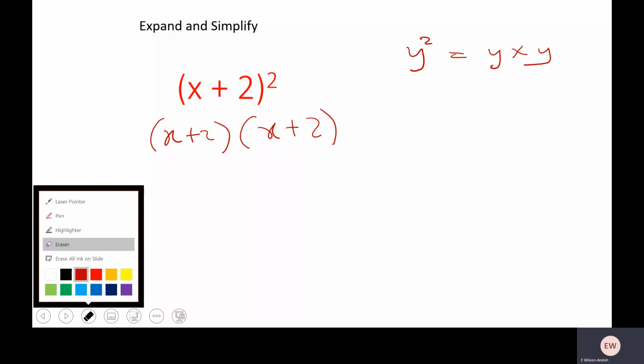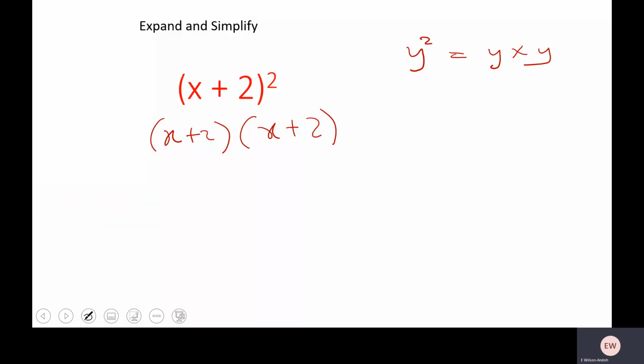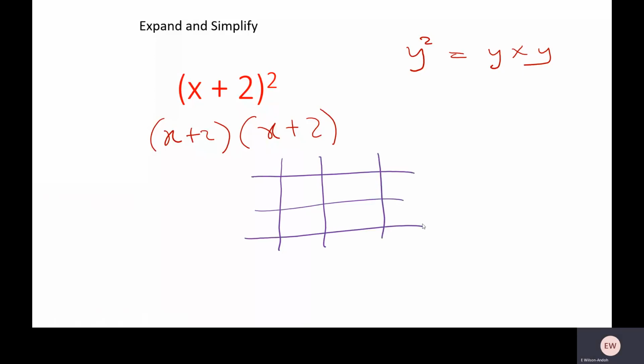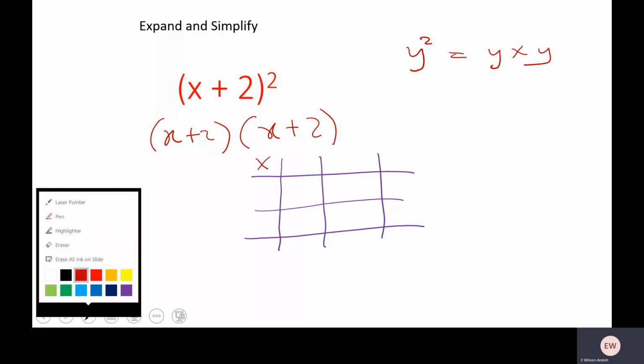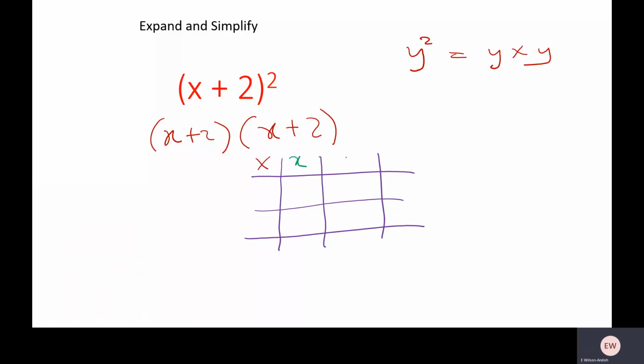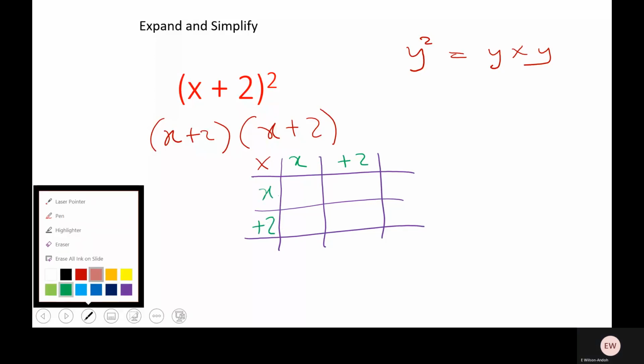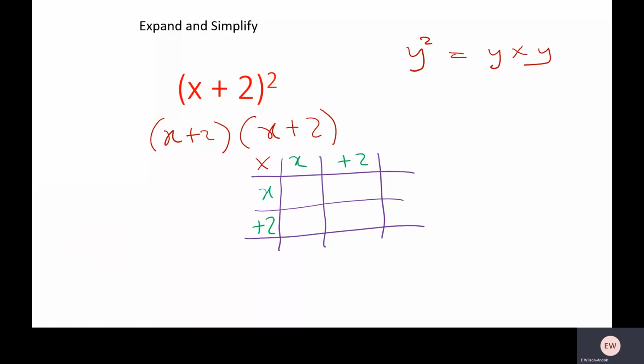So when we use the grid method, let's draw our grid for this. So we put the multiplication sign here. Now in the first term, we are going to have x, then plus 2. Then we have x plus 2. So we have x times x will give us x squared. It's plus, so x squared.